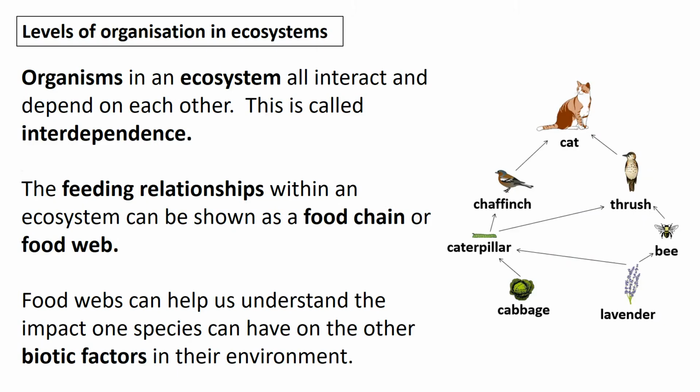And you can represent any feeding relationships in ecosystems with a food chain or a food web. Food webs are a lot better in helping us understand what can go on inside an ecosystem, and it looks at other biotic factors that might affect individual species within it. A food chain is just one of those branches or pathways that you can see on this diagram. So there is a chain from cabbage to caterpillar to chaffinch and cat, but together with other food chains, this forms our food web.